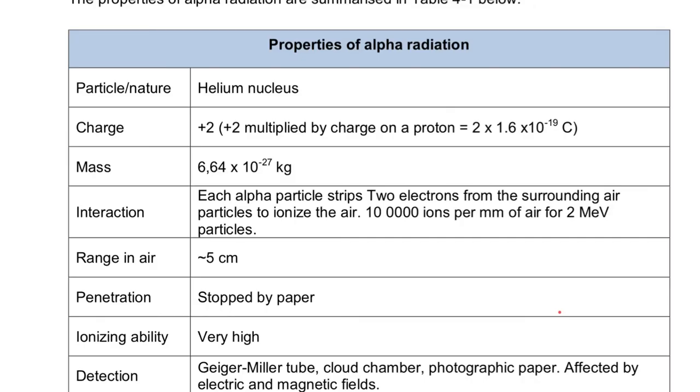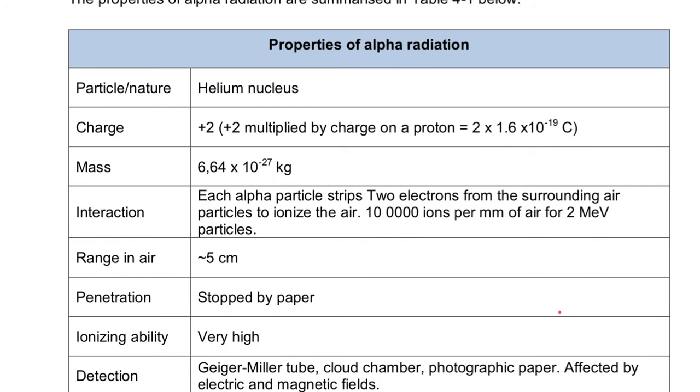So let's now look at the properties of alpha radiation. The alpha particle that is emitted is a helium nucleus. The charge is +2, and that means 2 multiplied by the electron charge, which is 1.6 times 10 to the negative 19 coulombs. But remember, electron charge is negative, so proton charge is positive. So it'll be plus 1.6 times 10 to the negative 19 coulombs. The mass of an alpha particle is 6.64 times 10 to the negative 27 kilograms.